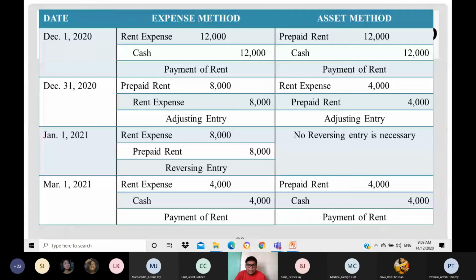So, this is the problem. When March 1 comes, the entries use prepaid rent, and the debit and credit are different. Here you can see rent expense; here it's prepaid rent. So when March comes, you debit prepaid rent, as if you paid in advance. Then you credit cash, 4,000.